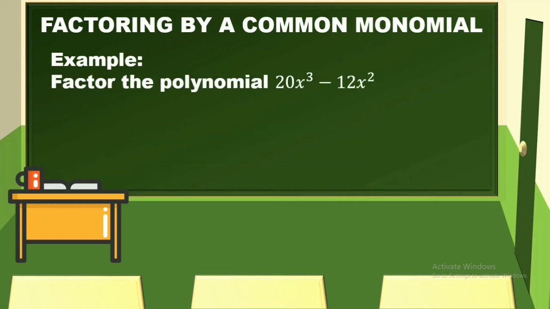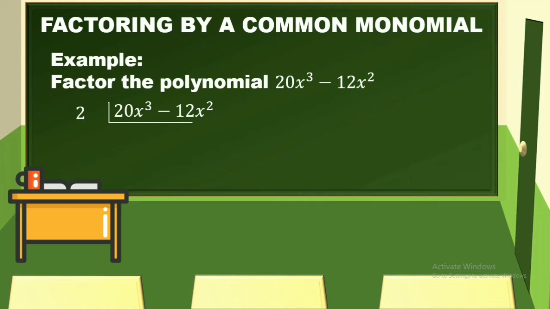Another example. Factor the polynomial 20x cubed minus 12x squared. Now let's have an elbow again. So copy the expression 20x cubed minus 12x squared. Now let us think again of a number that can divide 20 and 12. What do you think? Okay, so that is 2. So safe tayo dyan, tama? Ang prime number na pwedeng i-divide kay 20 and 12 ay 2 because they are both even numbers.